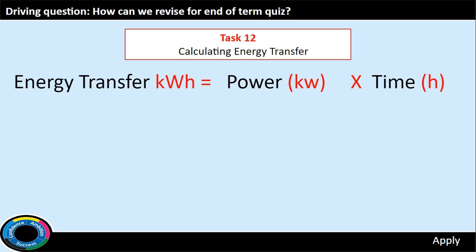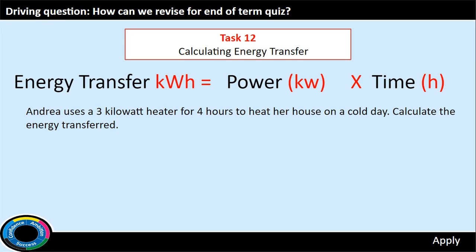Energy transfer can also be in kilowatt hours. That would be power, which is in kilowatts, times time in hours. So Andrea uses a 3 kilowatt heater for 4 hours to heat her house on a cold day. Calculate the energy transferred. Okay, I would like you to pause the recording and use the equation to calculate the energy transferred.